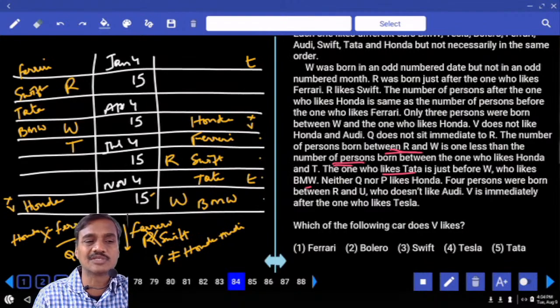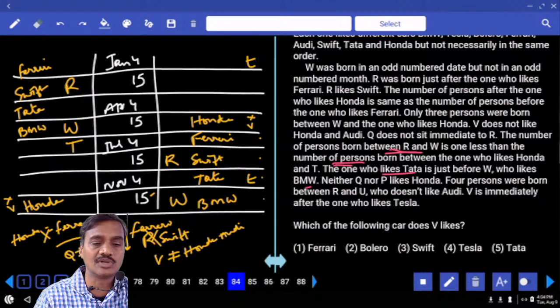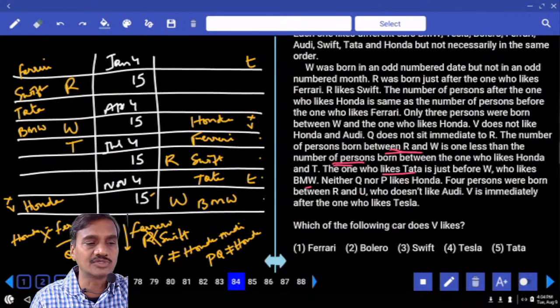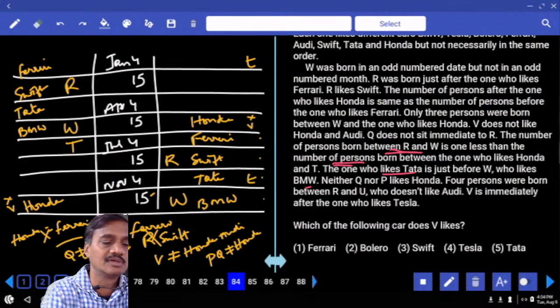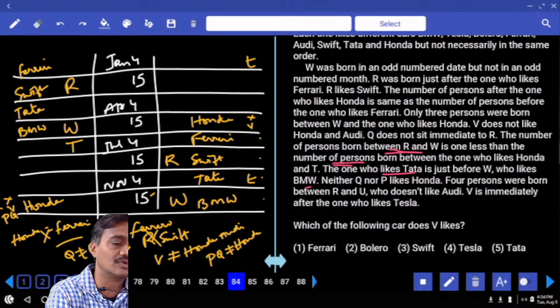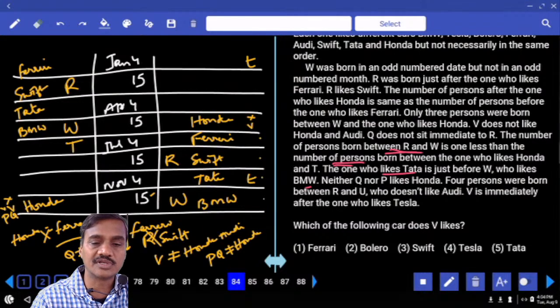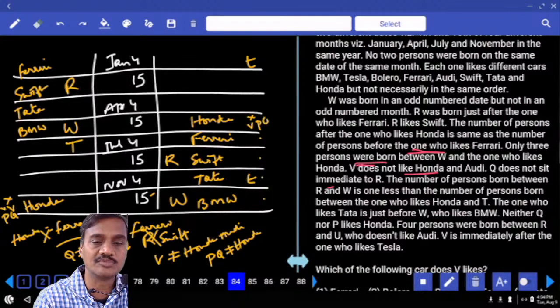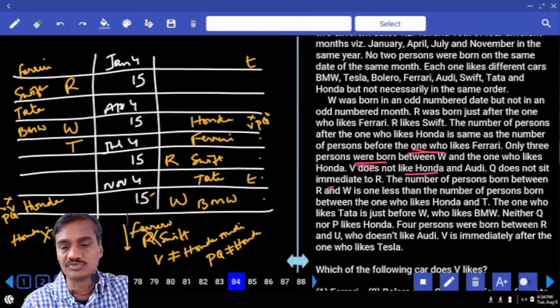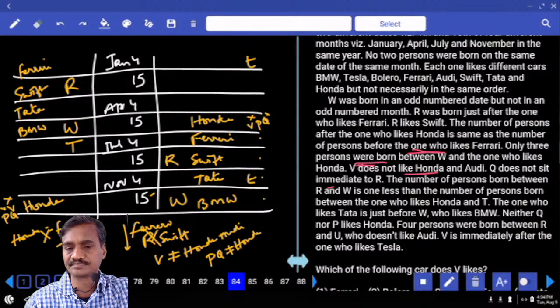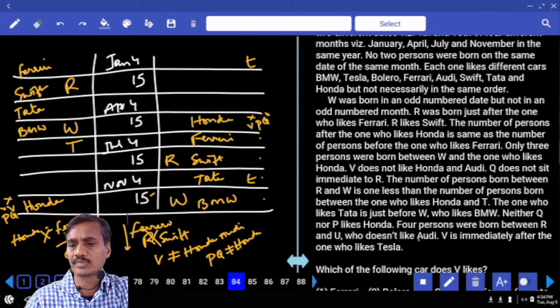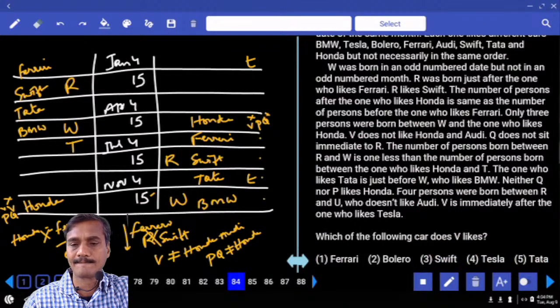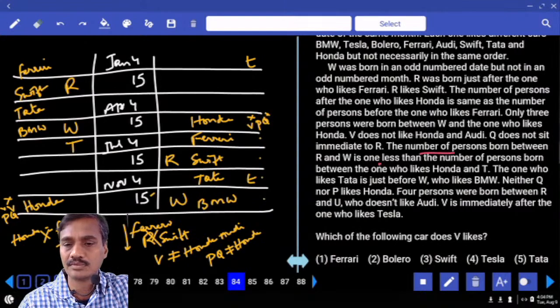Neither P nor Q likes Honda. So for P and Q, Honda is ruled out. Here also P and Q cannot be here. And next one, neither P nor Q likes Honda.